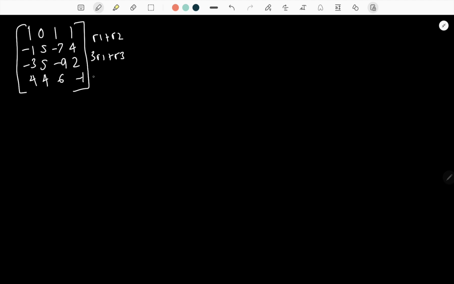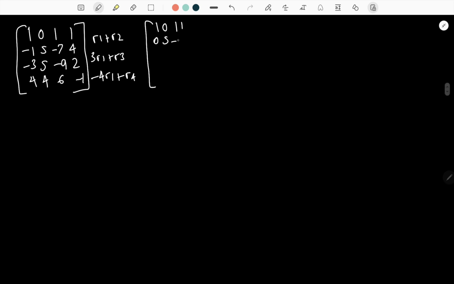And then last step is minus 4R1 plus R4. So let me just do this now. Again, new first row stays the same. Second row will be 0 and then 5. So we are plussing R1, so minus 6. And then the last is just 5. And for this one, it will be 0. And here we are doing 5. Here it will be minus 6.